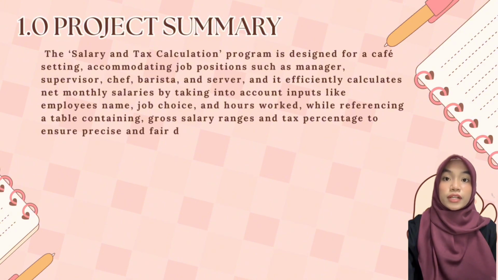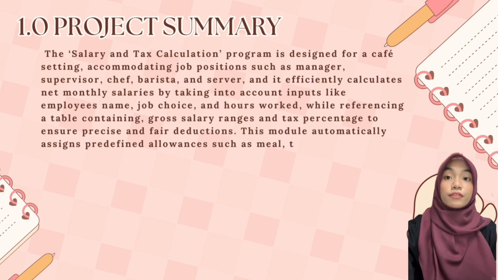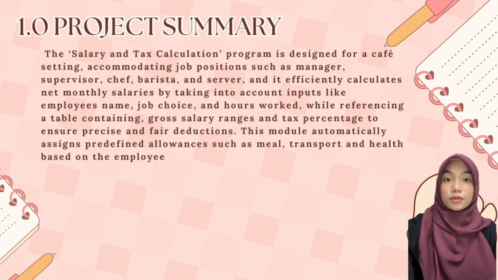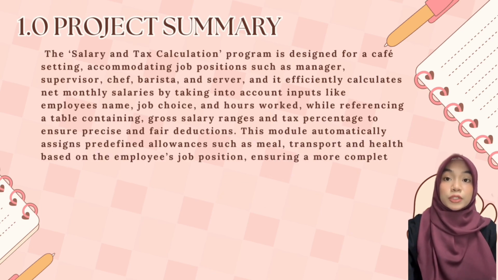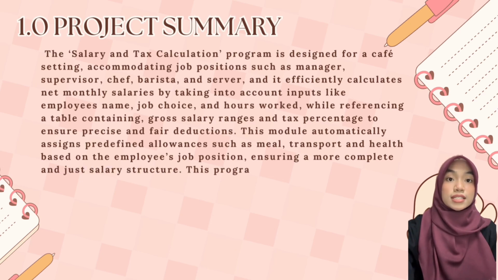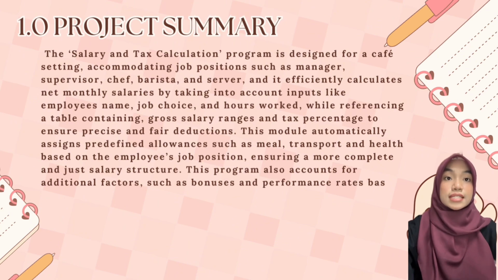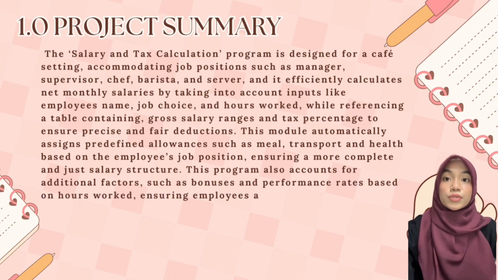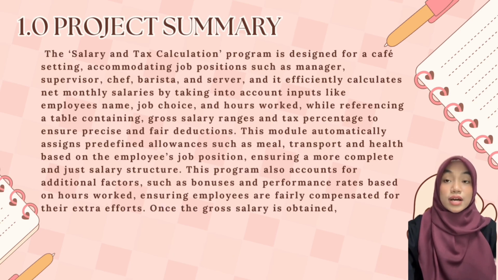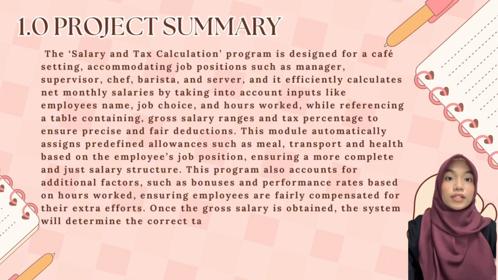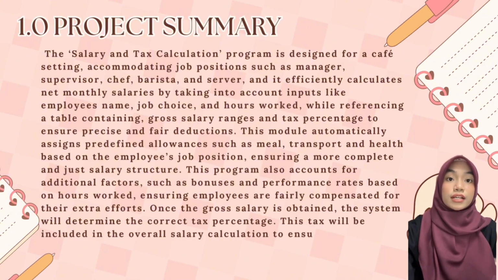Each job comes with a different hourly rate, and some positions give extra benefits in the form of fixed allowances such as meal, health, and transport, based on the employee's job position, ensuring a more complete and just salary structure. This program also accounts for additional factors such as bonuses and performance level based on hours, where employees are fairly compensated for their extra effort. Once the gross salary is obtained, the system will determine the correct tax percentage. This step is included in the overall salary calculation to ensure accurate net pay for each employee.